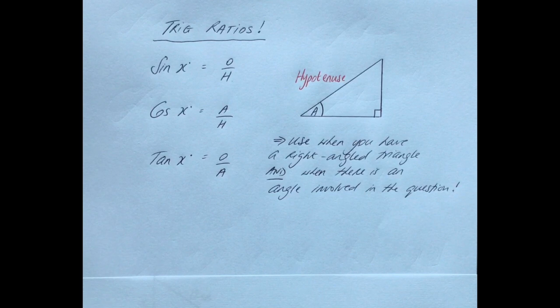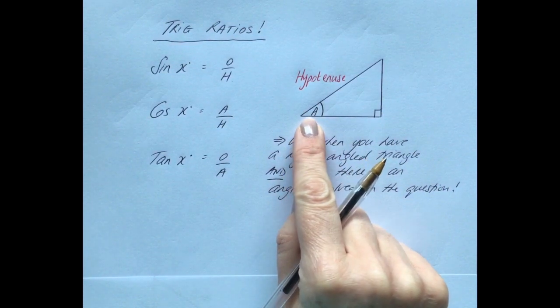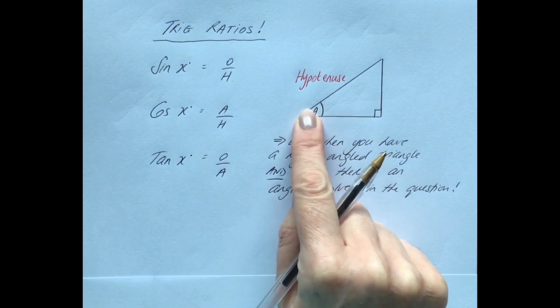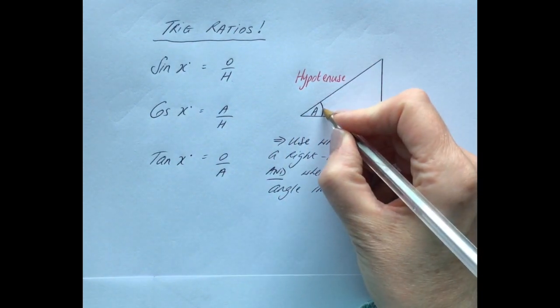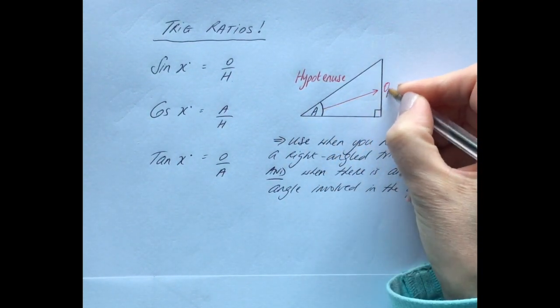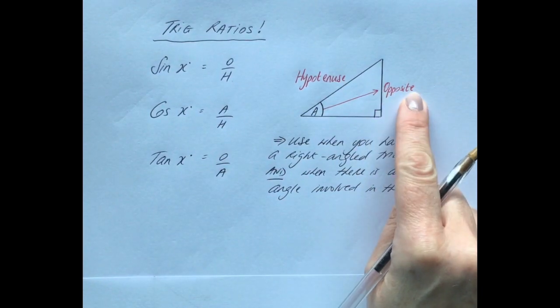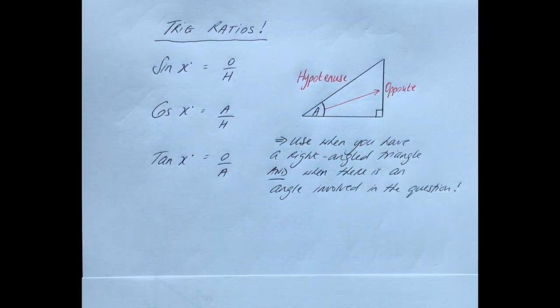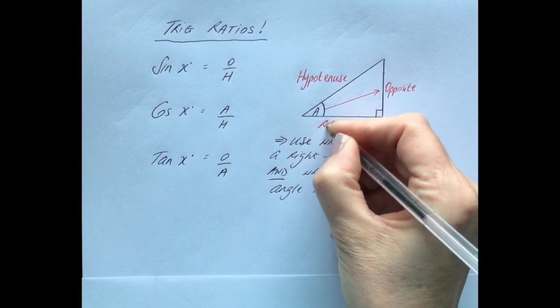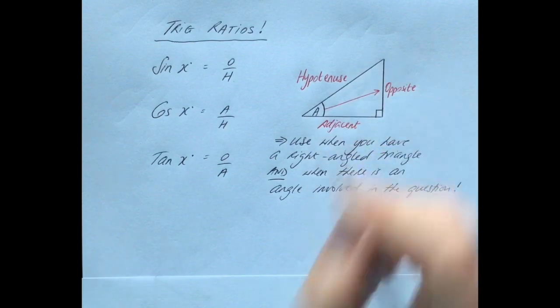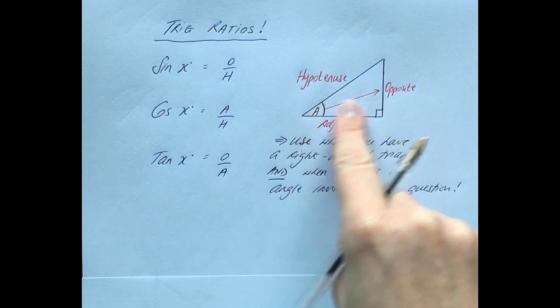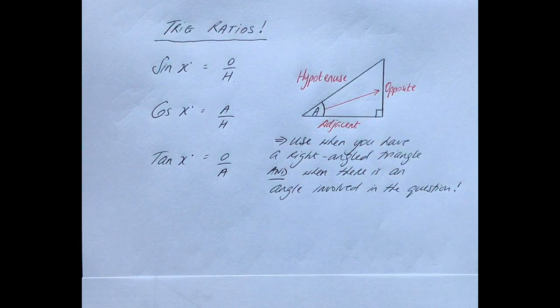Now, after that, it depends on which angle is involved in the question. So this is the angle, let's say, in this particular triangle that we're talking about. The opposite side to that angle is going to be this side here, directly opposite the angle. Depending on what angle is involved in the question, the side that is directly opposite is the opposite side. That's kind of self-explanatory. And then that leaves us with the adjacent side. It is easiest to fill in the hypotenuse first, then figure out which one's opposite, and then the one you're left with is the adjacent side.